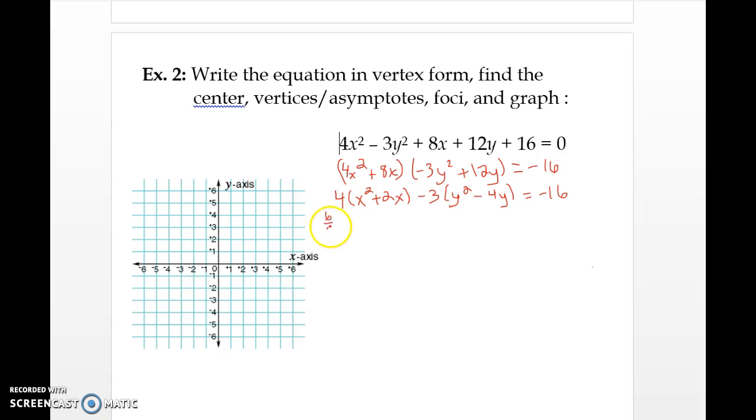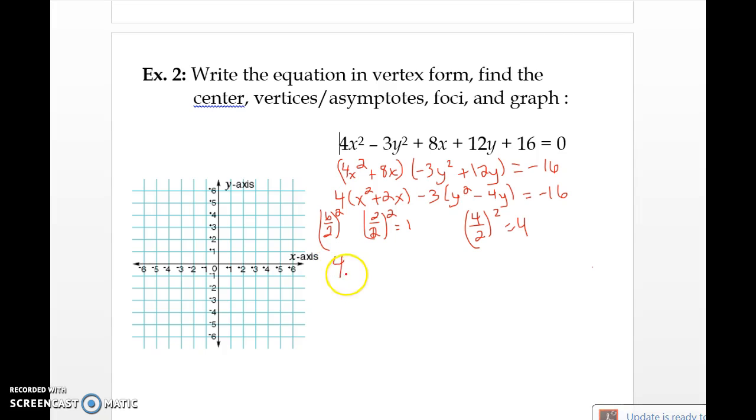Now I can complete the square. I can find b over 2 quantity squared. So for your x parenthesis, that's 2 over 2 squared, which equals 1. And for your y parenthesis, that's 4 over 2 quantity squared, which equals 4. I'm going to add that to both sides.